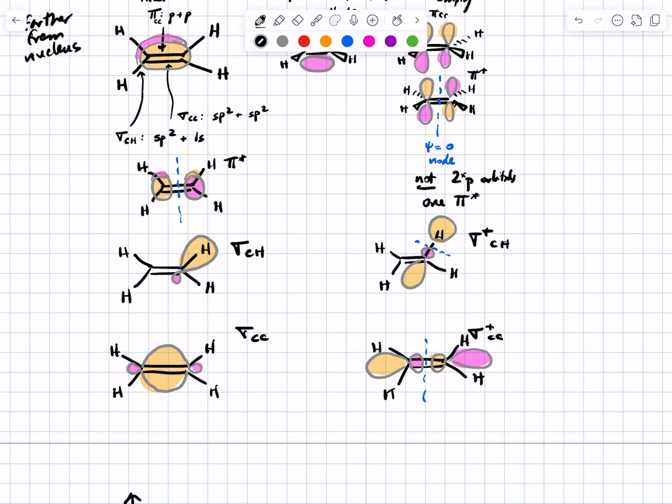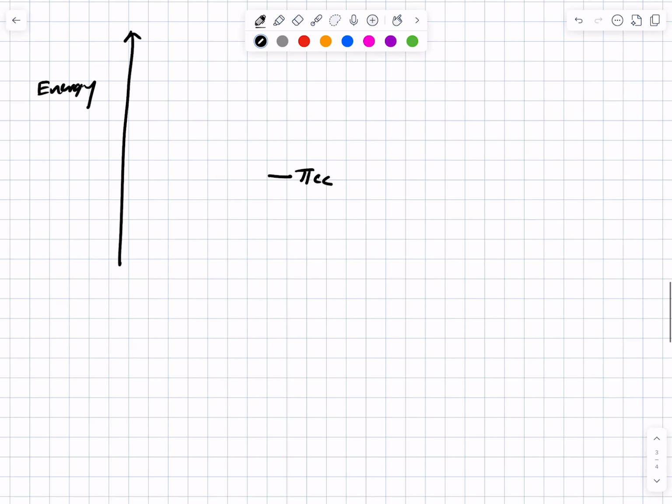Good, okay. So closer to the nucleus, farther from the nucleus. Sigma bonds are closer to the nucleus. They're always lower in energy. Now, some of you are going to be worried about whether the 4 identical carbon-hydrogen sigma bonding orbitals are the same or different, or higher or lower in energy than the carbon-carbon bonding orbitals.